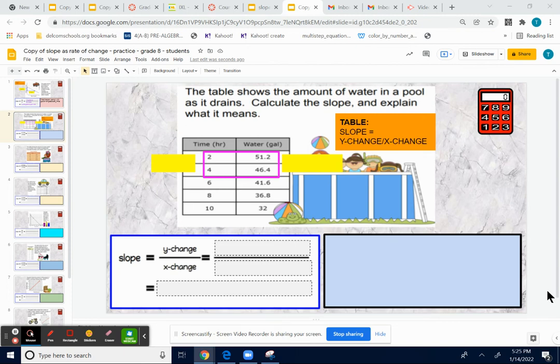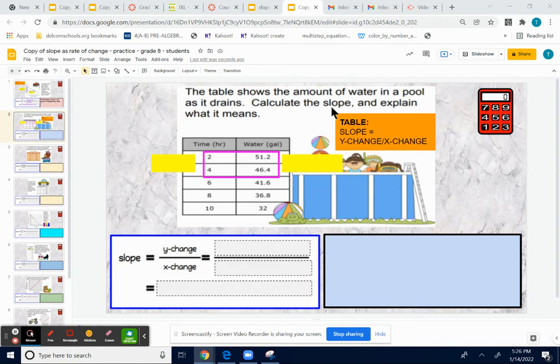Okay, this video is for the second slide of slope of rate of change practice. This slide is showing you the amount of water in a pool as it drains. After 2 hours, there's 51.2 gallons of water in the pool. After 4 hours goes by, there's 46.4 gallons. On down the line, every 2 hours, it shows you how much water is in the pool. We want to calculate the slope and explain what it means.